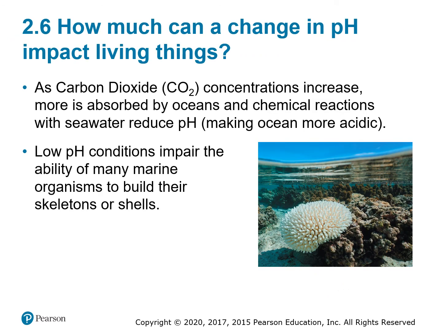So how much can a change in pH impact living things? As carbon dioxide concentrations increase, more is absorbed by oceans and chemical reactions occur with seawater, the result being that seawater has a reduced pH. So basically, the higher the carbon dioxide in the environment, the more acidic oceans are. And more acidic will mean lower pH. So low pH conditions impair the ability of many marine organisms to build their skeletons or shells. And so you can have situations, for example, like coral bleaching, where organisms just do not do well with very acidic conditions.